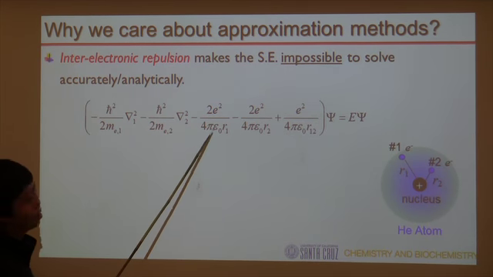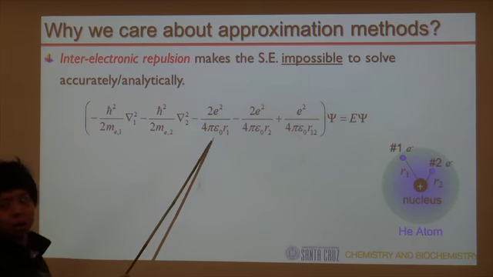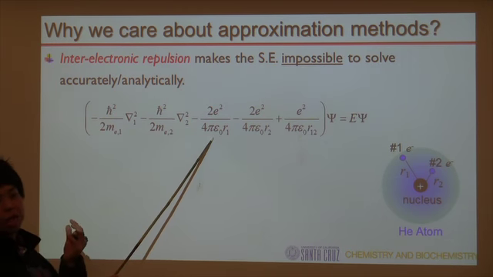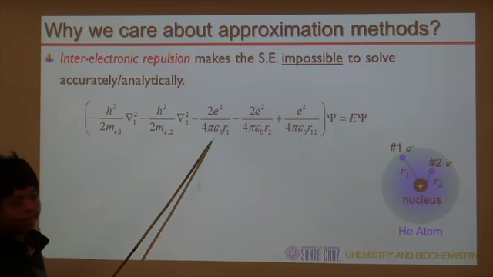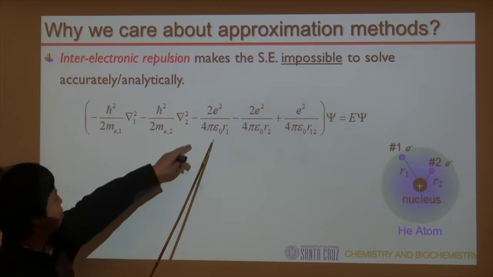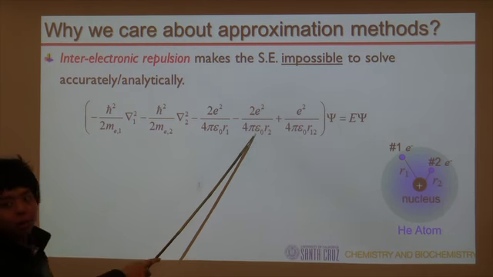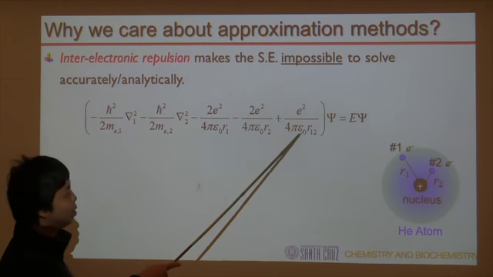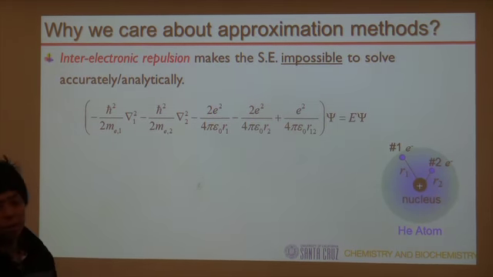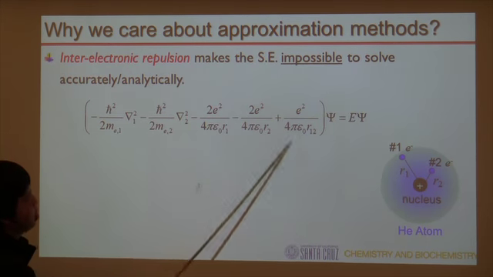How about this? Potential energy. Is the potential energy due to attraction or due to repulsion? Attraction. You have the nucleus charge here. Okay, attraction. That's repulsion. Okay. You only talk about the E.